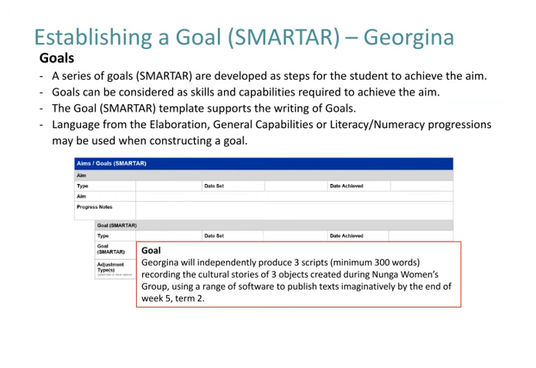This slide demonstrates a goal SMARTAR written with the support of the template. It explains what Georgina will do, where, when and how, what the indicators of her success are, and when the goal will be reviewed.